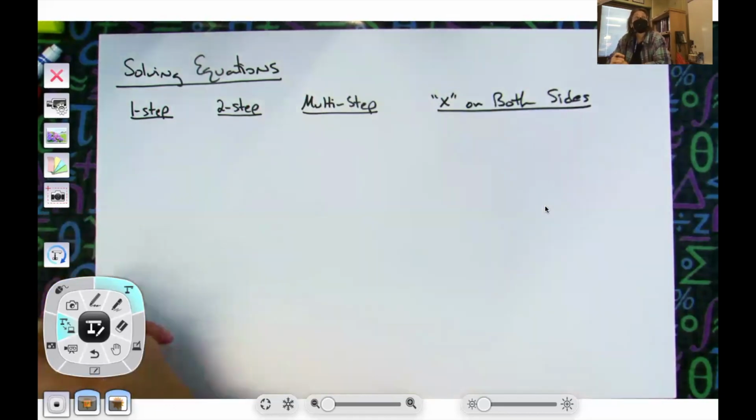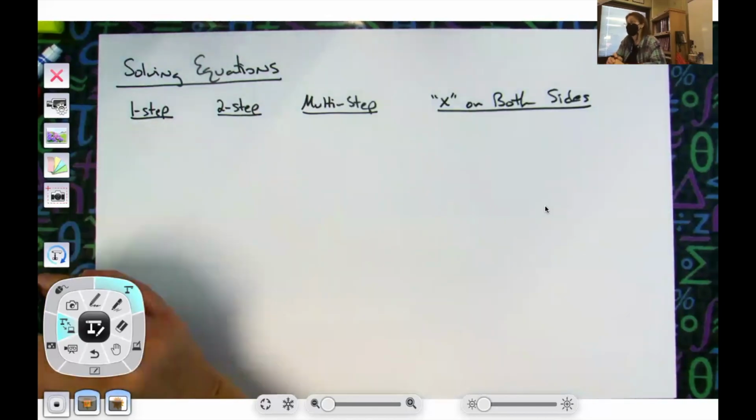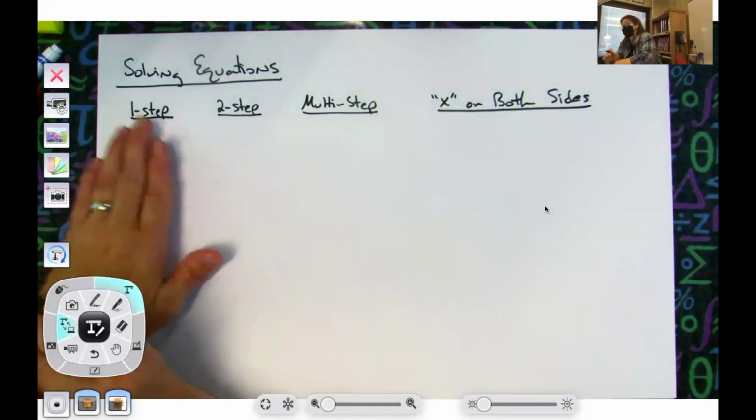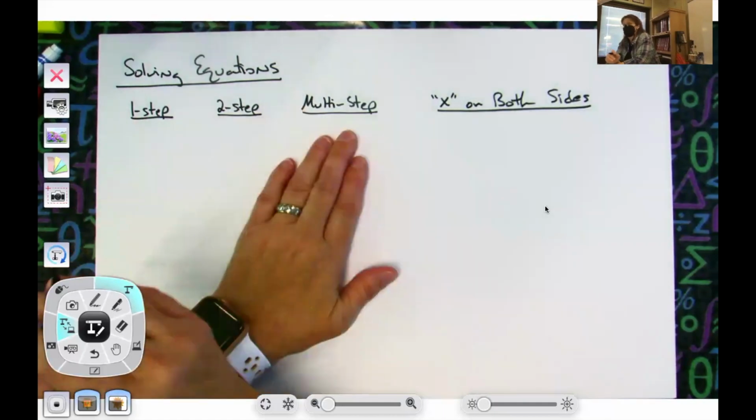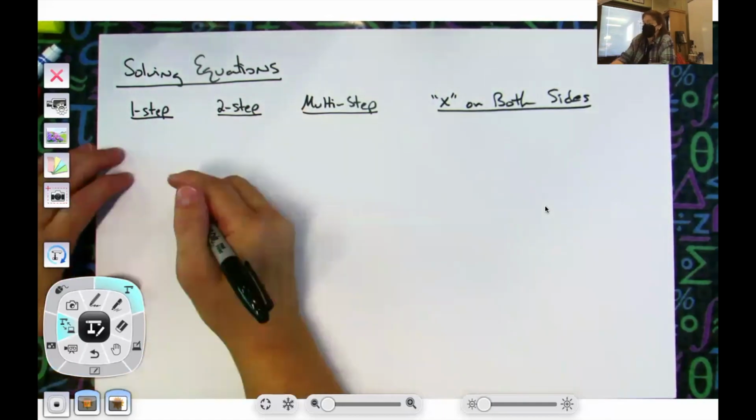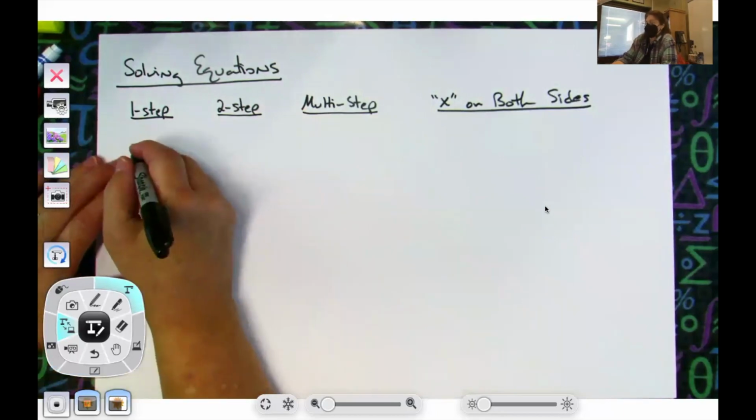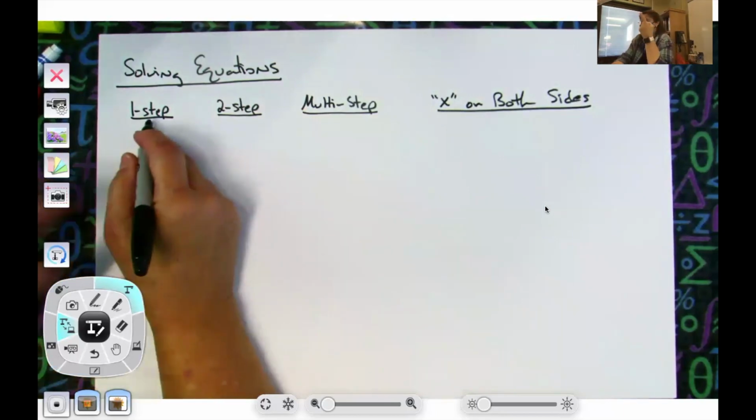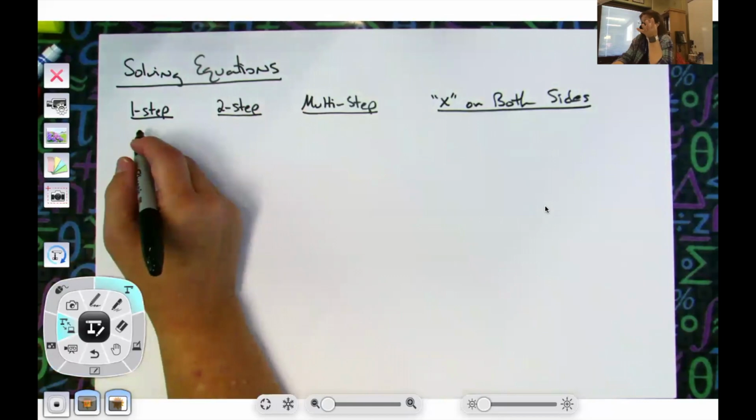In an Algebra 1 class, that's about where we're at. You started this early in middle school, right? You did one step, you did two-step, and then last year you were up to the multi-step and x on both sides. But just to refresh your memory here, one step could be an add one, a subtract one, a multiply, or a divide. Now I'm going to do the hardest one of all of them.